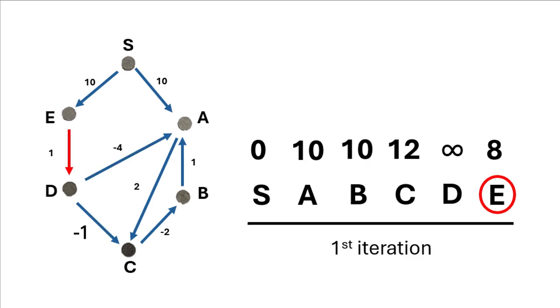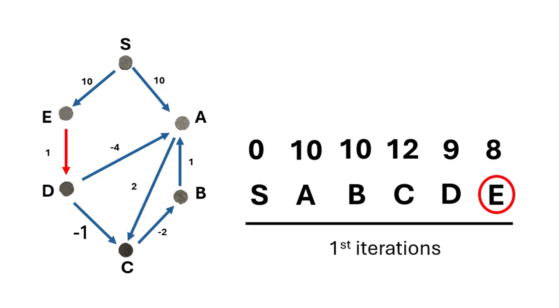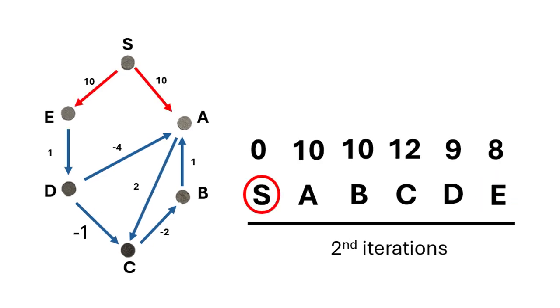E has one outgoing edge. We now know how to get to D with a total cost of 9. We are finished with iteration 1. We start the second iteration by again looking at S.